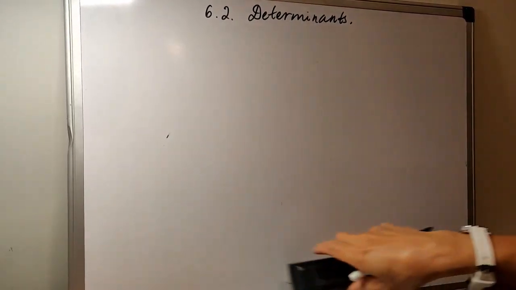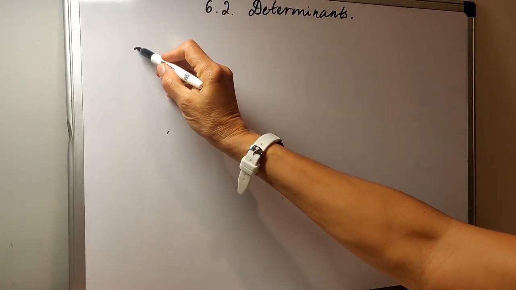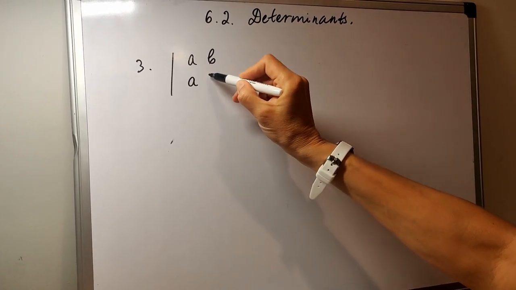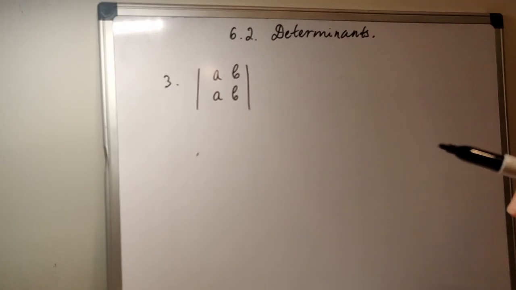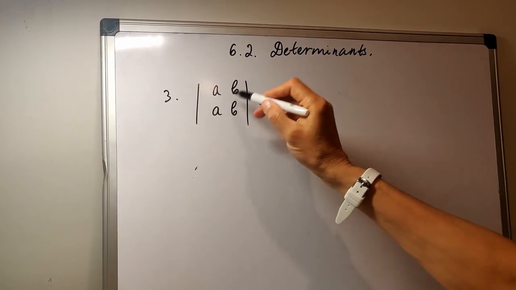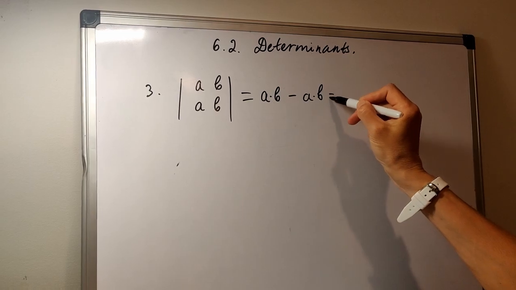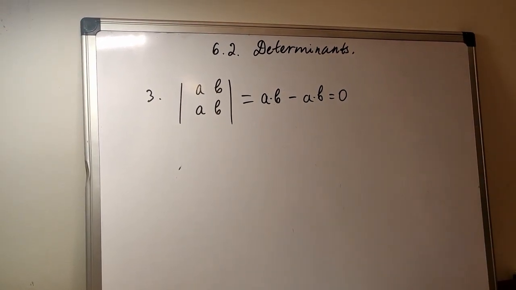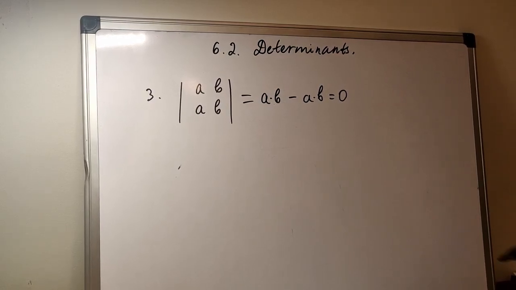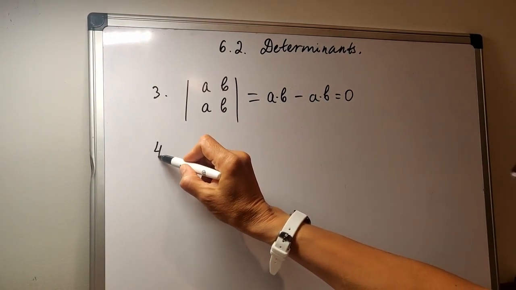Well, next rule, rule number 3. If you do have a matrix with identical rows, something like this, let's calculate the determinant of it. That's A, B minus A, B. So we are going to get 0. So if you do have 2 identical rows in the matrix, the determinant is 0. That again works for all matrices, not only for 2 by 2.